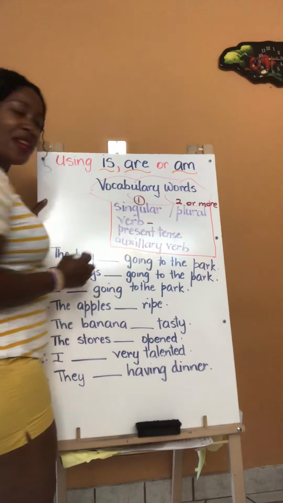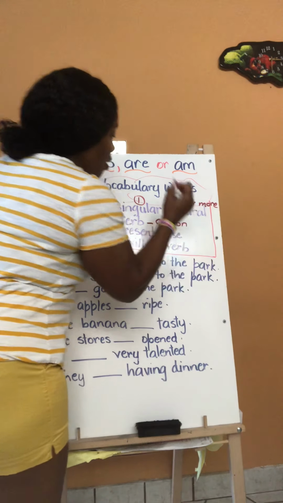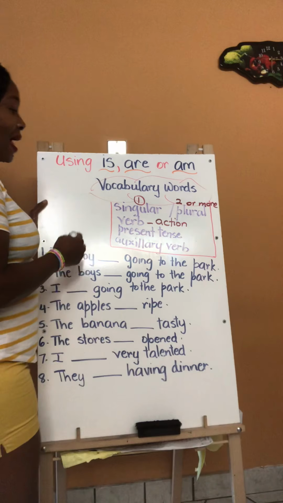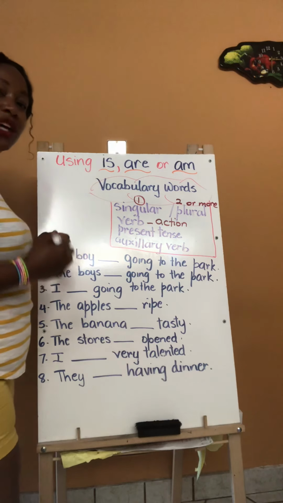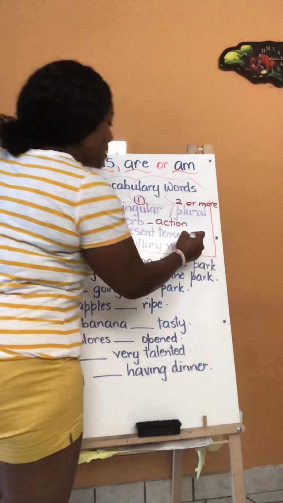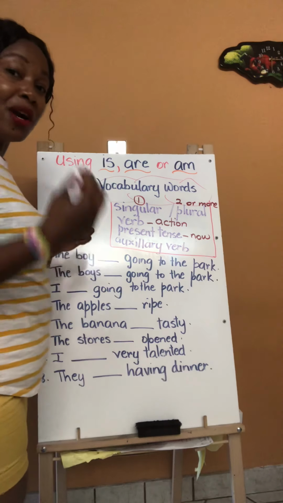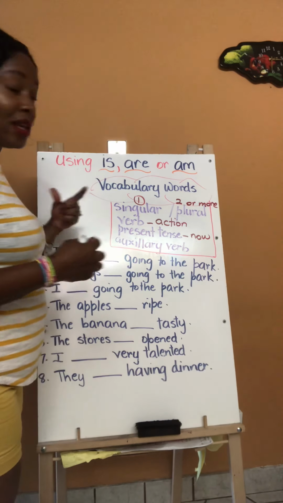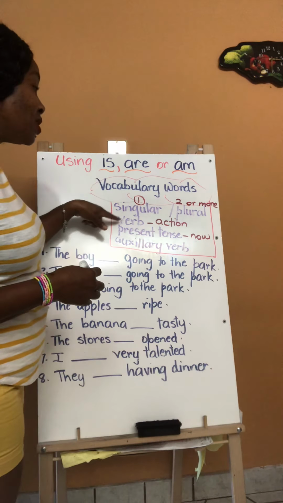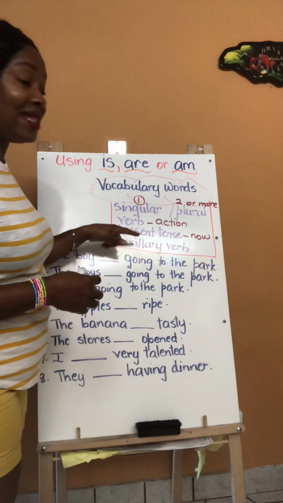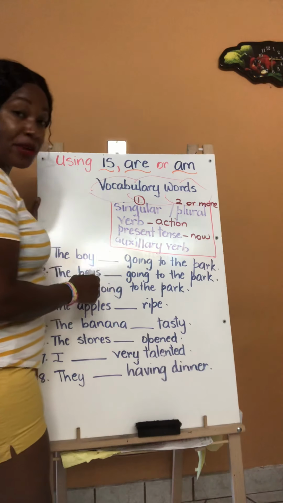Verb. When we think of a verb, we think of an action. So verbs are words that show action. And then present tense. Present tense means an action that is happening in the present. It is happening now. Later on, we're going to be looking at parts of speech, and verbs and present tense will be coming out more. But for today, we just need to know that verbs show action, and then present tense means an action is happening now.